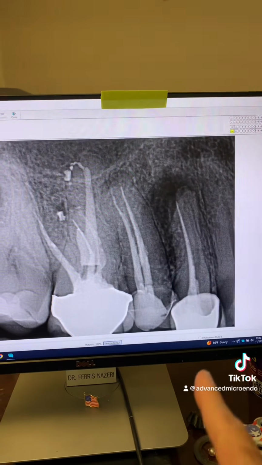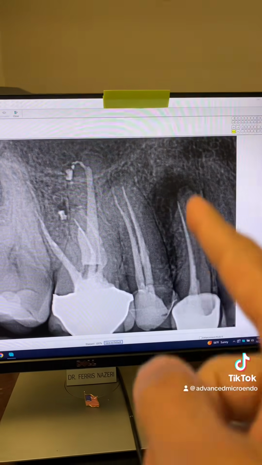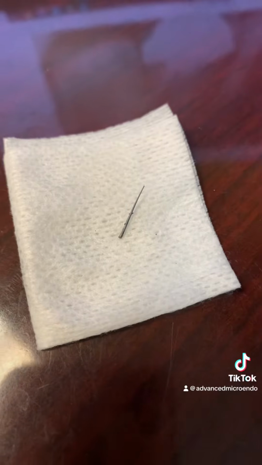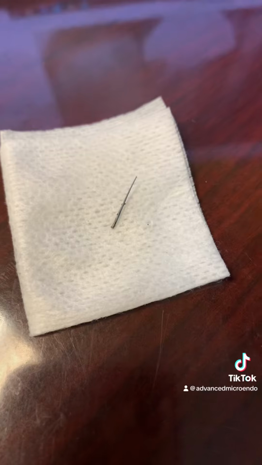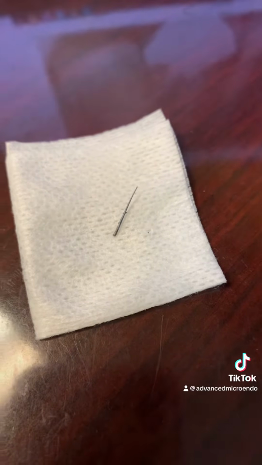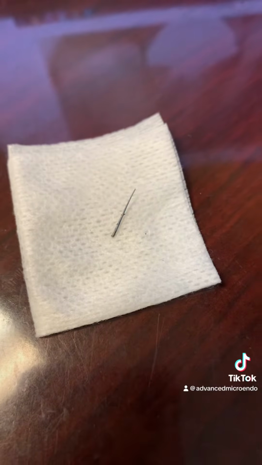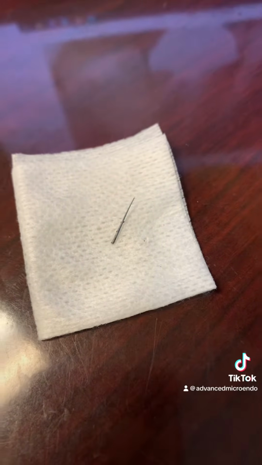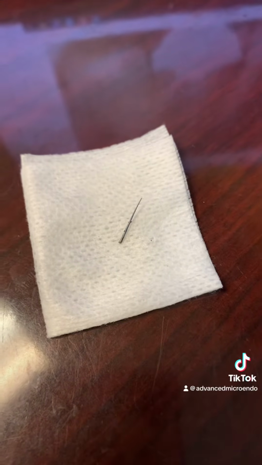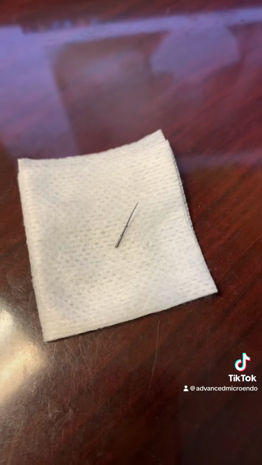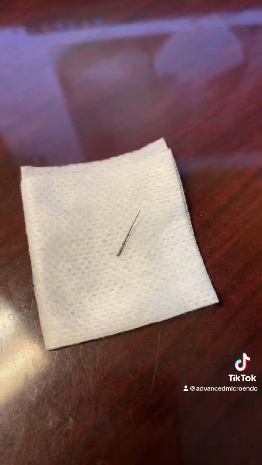So today we went through the PFM crown. This was a plastic Thermafil obturator, and this is the actual plastic Thermafil obturator that we removed. I've made a few videos on how I remove these, so if you want to watch them, just look for them. I have them posted here on TikTok and on my Instagram page and YouTube channel. So you can go ahead and watch those videos.